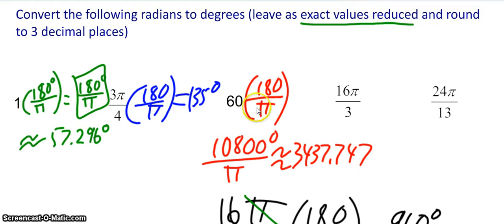Alright, so here, 60 radians. Think about that. That's actually going to be a pretty big angle, or a lot of rotations, right? So if I multiply that by 180 over pi, I get 10,800 over pi degrees, which is approximately 3,437.747 degrees as well. Sorry, I should have a degree symbol there. So again, a lot of rotations with that one.